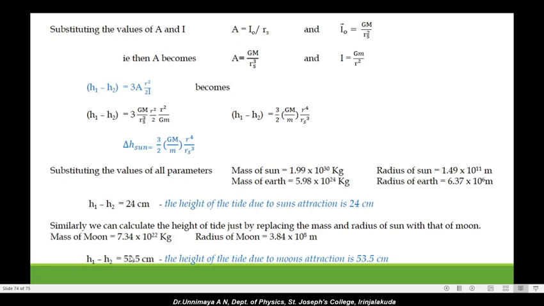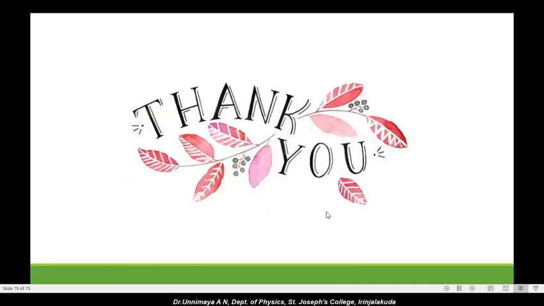Then we find out the height of the tide due to moon's attraction, that is 53.5 centimeter, which means that moon's attraction is much larger than that of sun. Okay, so that's about today's class.